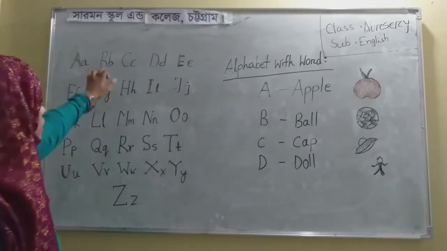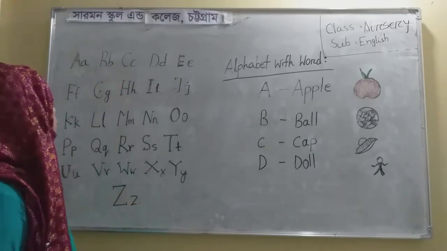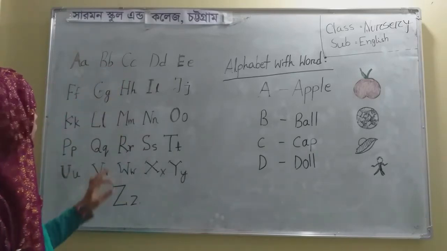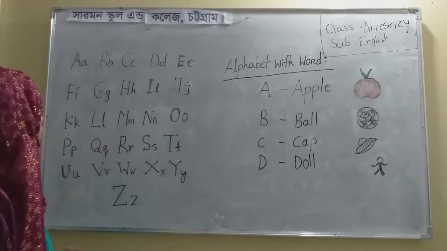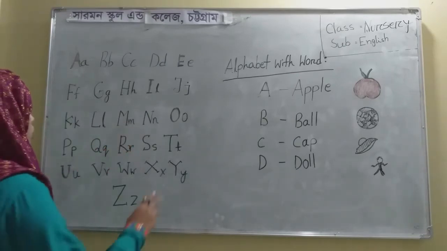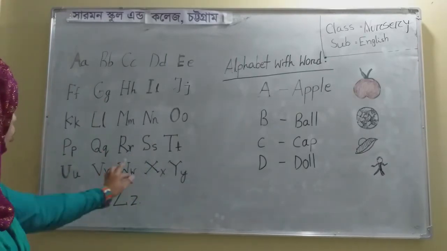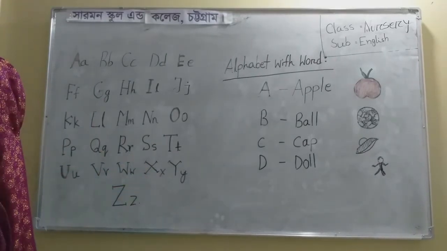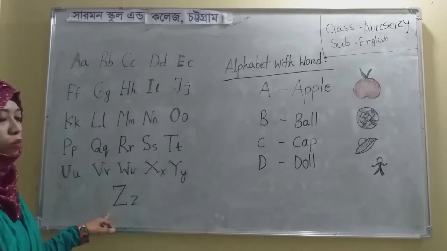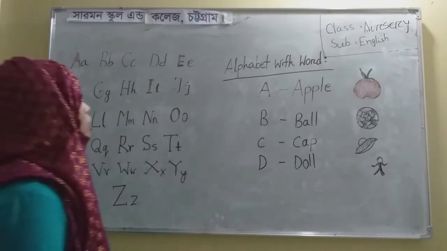Now, what is this letter? B. You tell me, what is this letter? B. Okay, very good. What is this letter? S. Then what is this letter? S. Next, what is this letter? J. Very good.